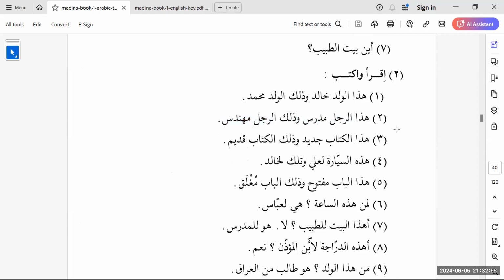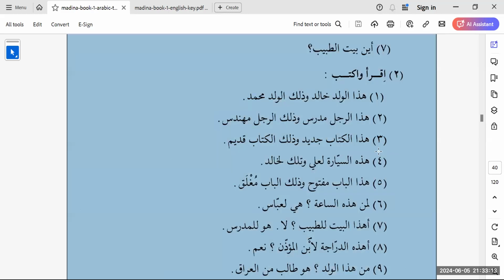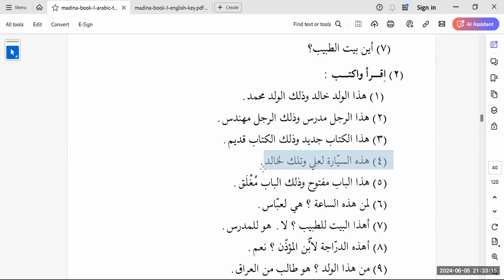Good. So we're all on the same page. Let's read this next one together. هذا الكتاب جديد وذلك الكتاب قديم. قديم. Good. هذه السيارة لعلي وتلك لخالد.